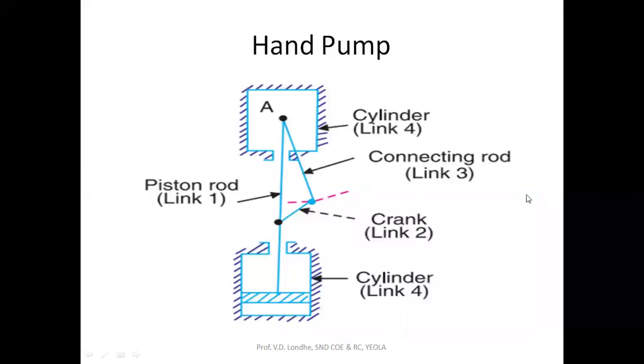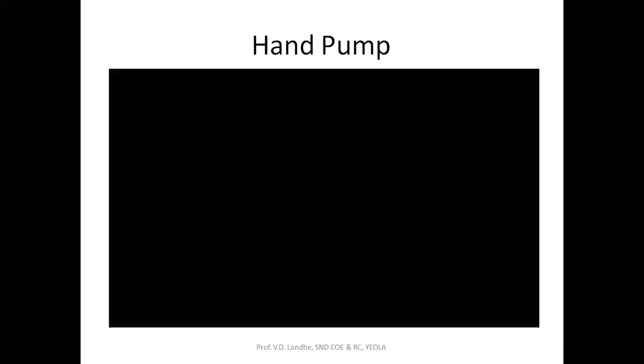Okay, so the next version is your hand pump. We are well aware of the hand pump we use in domestic applications. So here, what is the change? Here, if you see, the cylinder, link number 4, is fixed. Link number 2 is the crank. Link number 3 is the connecting rod. And link number 4 is the cylinder in which this piston is sliding. So here, rotary motion of the crank will give oscillating motion to this connecting rod. And this motion is given to the piston rod and piston, which will have reciprocating motion. So here, rotary motion of the crank will be converted into reciprocating motion of this piston present inside the cylinder. You will see its animation.